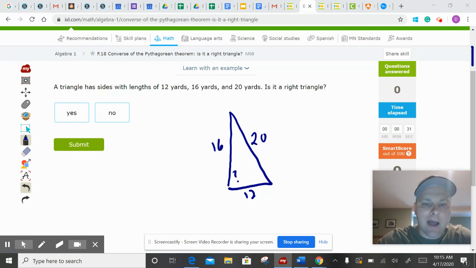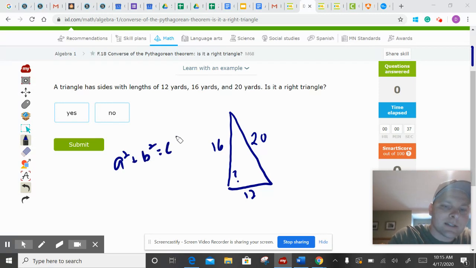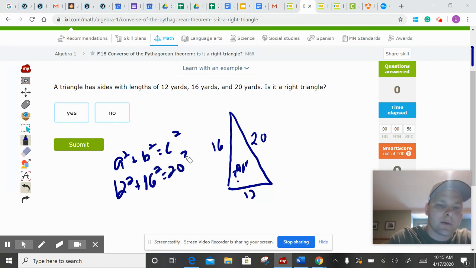We're testing now if a squared plus b squared equals c squared. Remember, this works for right triangles and right triangles only. So if these three numbers work in this formula in the Pythagorean theorem, that tells us that this must be a 90-degree angle. So we're testing now: 12 squared plus 16 squared equals 20 squared. We just have to basically say if that's true or false.